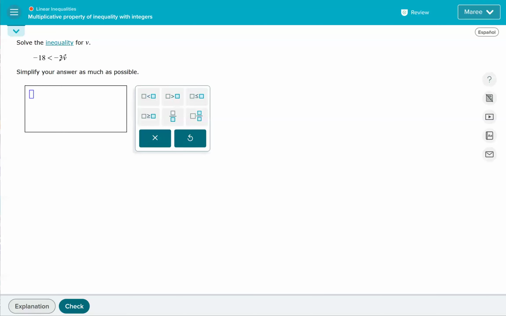Okay, so here we have our v. We always look for that variable because whatever number is multiplied by it, that's what we want to divide by. We're dividing by a negative, so we have to be conscientious that when we divide by a negative, we're going to flip that sign. So instead of less than, we're going to have greater than. Then we go ahead and do our division, and that's going to be 6, and we'll have v on the right side.